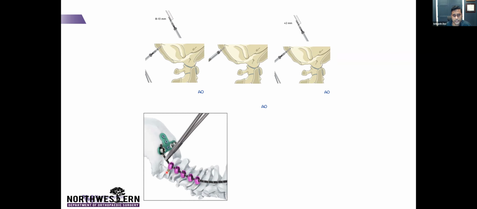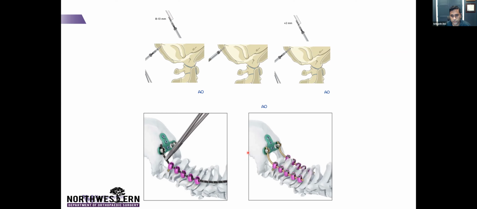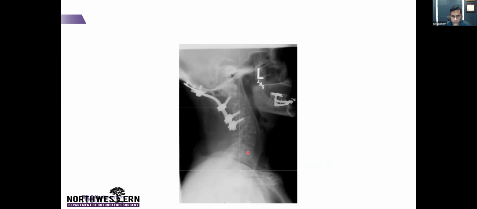A lot of times you can skip C1 screws if you have good C2 fixation and good fixation at C3 or C4, which makes it a little easier to line up the rod because you can sit a little higher. But that needs to be pathology dependent, depending on what you're trying to accomplish. This is the end result once you have the rods in place. This is what the X-ray looks like. These screws are going to be in the 8 to 10 millimeter range.